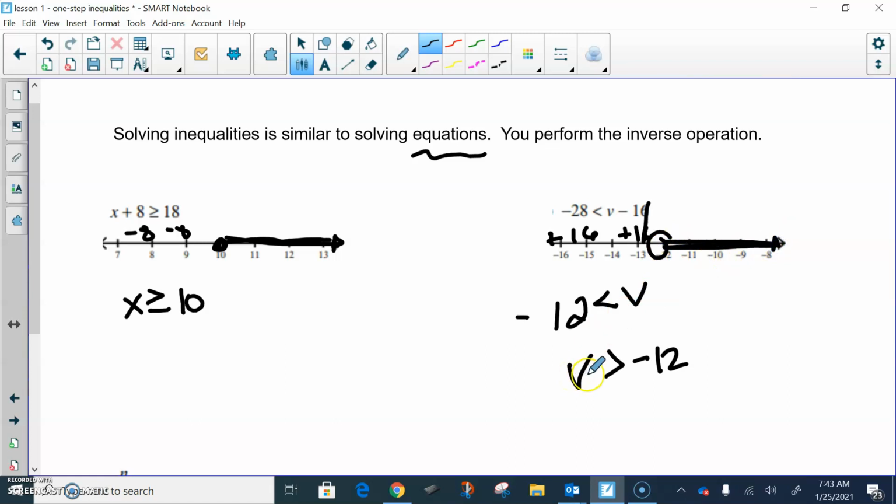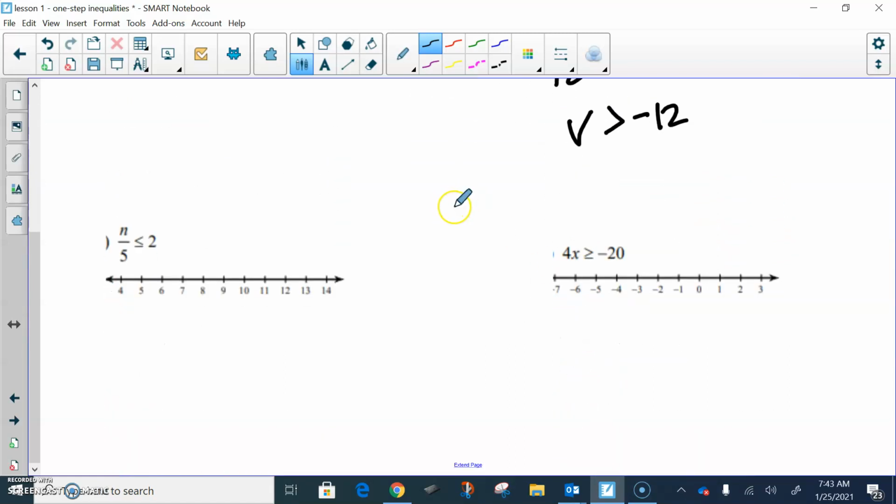All right, let's look at some multiplication and division. They're dividing, so you know that means we're going to multiply. They divide by 5, we multiply by 5. So it looks like n is less than or equal to 10. We know how to do that. We go to 10 on the number line. We shade it in because it's a bar, and we want to shade to the left because it's less than.